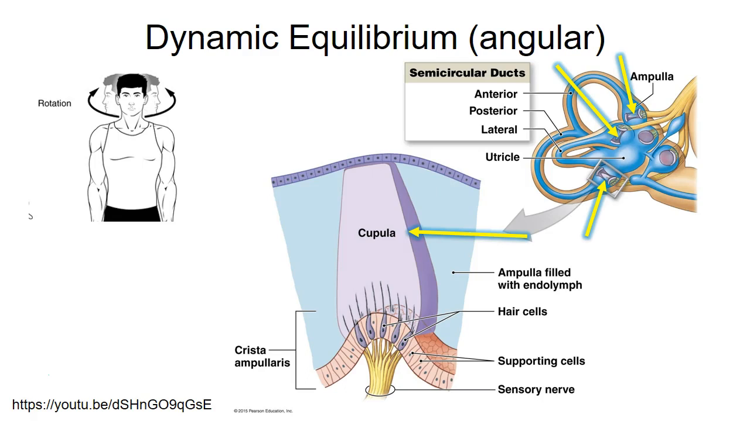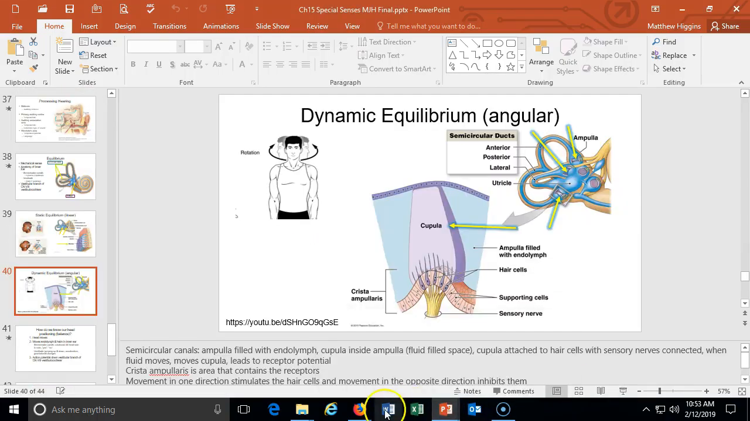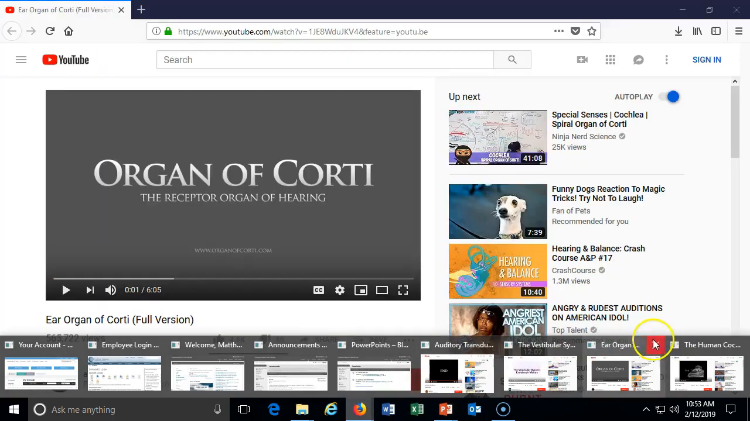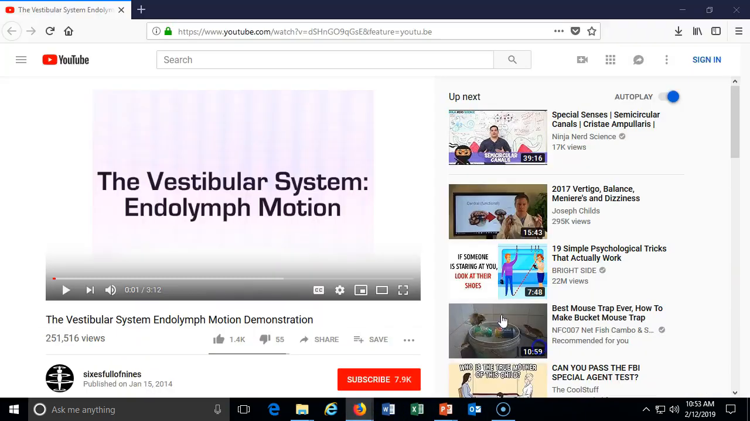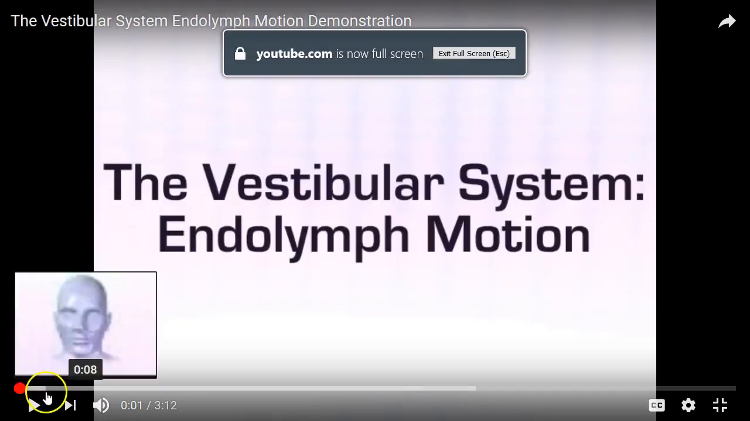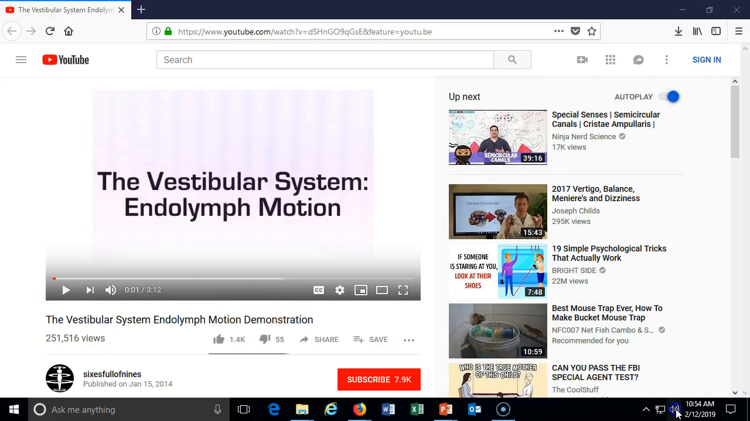So here we have semicircular canals. They're going to be able to detect angular movement, so up, down, and then side to side, and then around. Okay, so if you guys are out doing cartwheels versus backflips, right? Let me just see if I can find it. There we go. So I think this illustrates what's going on.